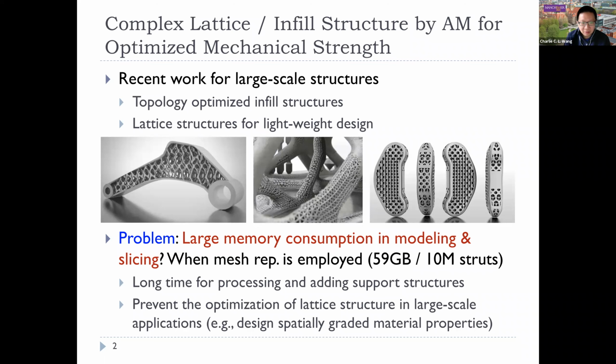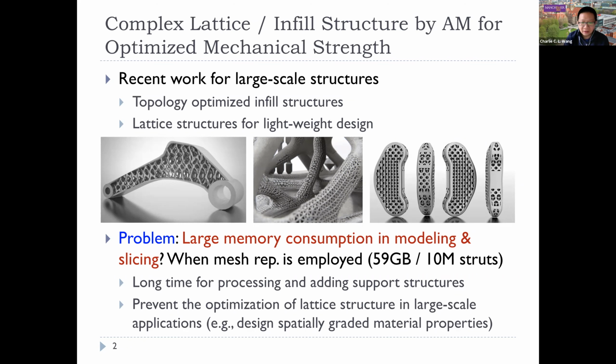But there are a lot of problems, especially when very complicated geometry is involved in the computation, and you have large memory consumption in both the modeling and the slicing process. One of the major bottlenecks is that many of these methods, although they conduct the modeling in implicit representation, still need to convert the implicit model back into a mesh representation using an STL file. For example, a lattice structure with around 10 million struts will consume about 59 gigabytes of memory.